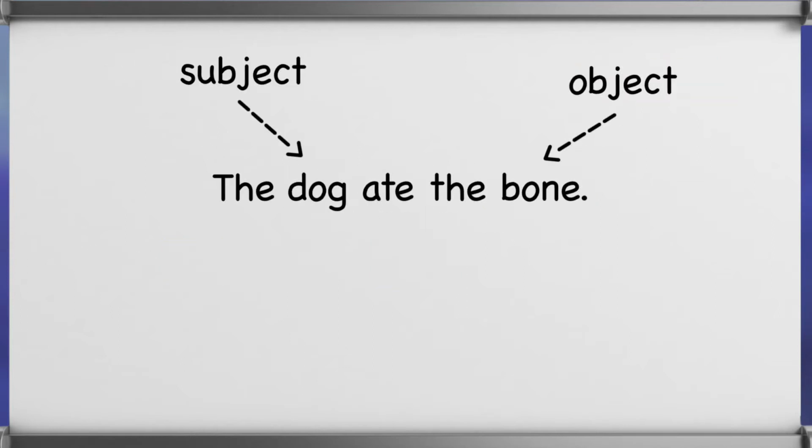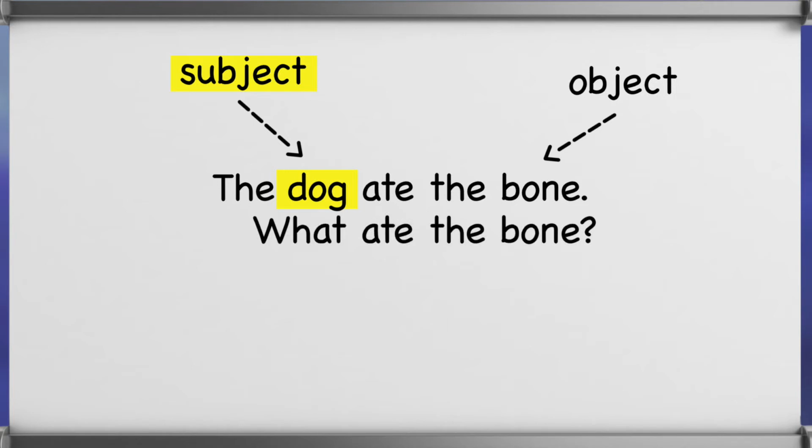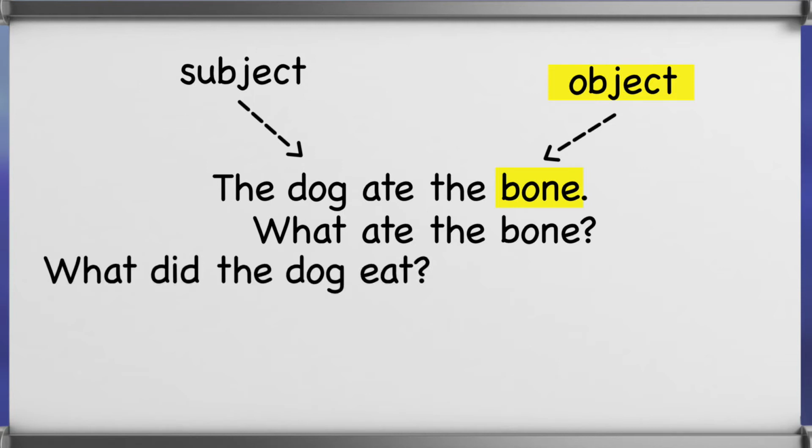Here's another example. The dog ate the bone. The dog is the subject because it did the action. It ate the bone. To ask a question about the subject, we just use the second form or past tense of the verb. What ate the bone? The dog ate the bone. Now, when we ask about the object, the bone, we use did and the first form of the verb. What did the dog eat? We want to know about the bone, the object that received the action.